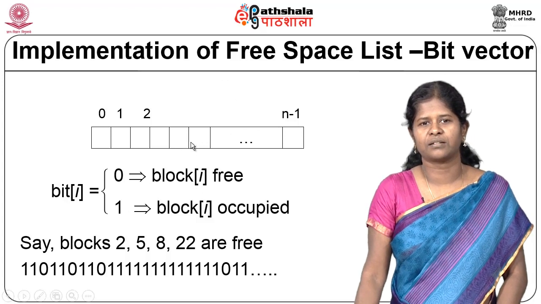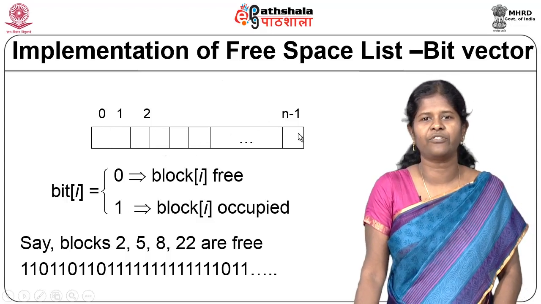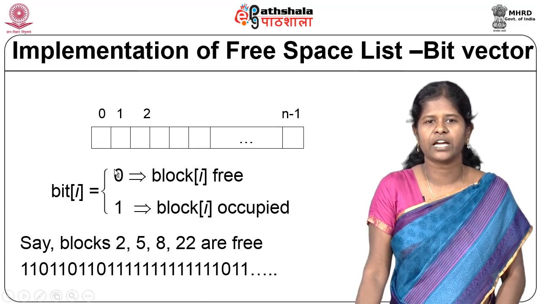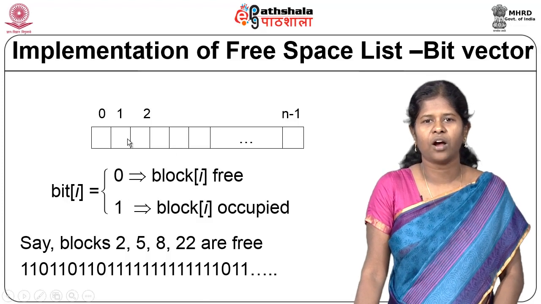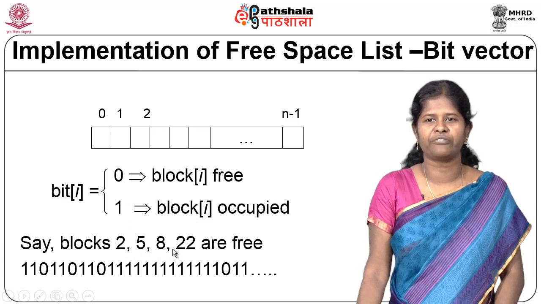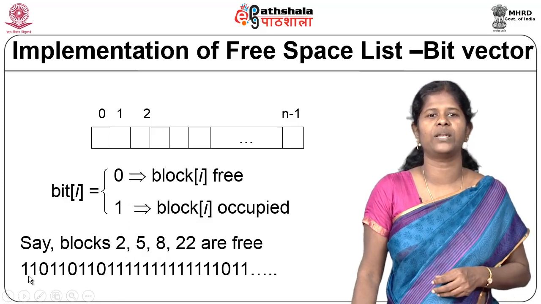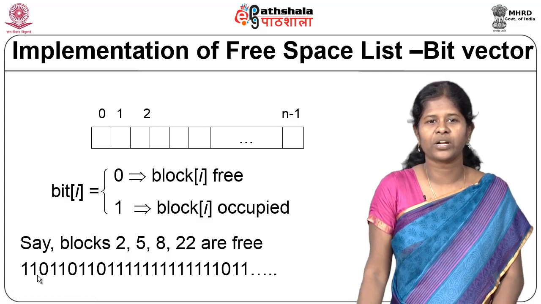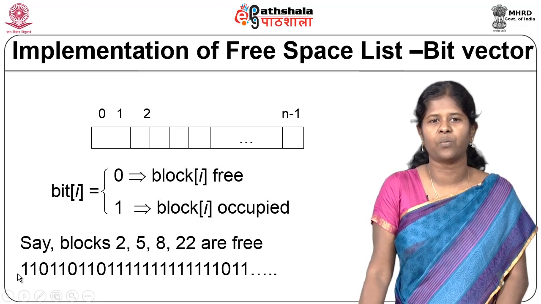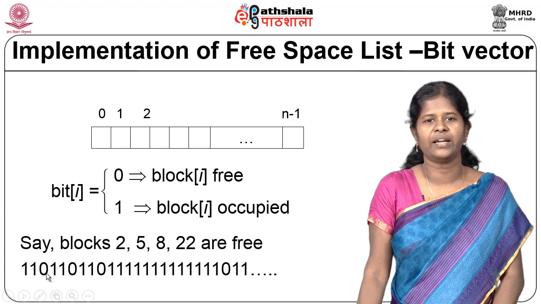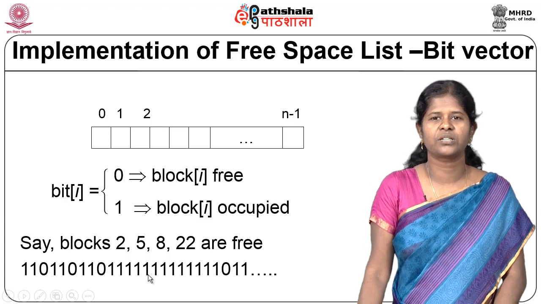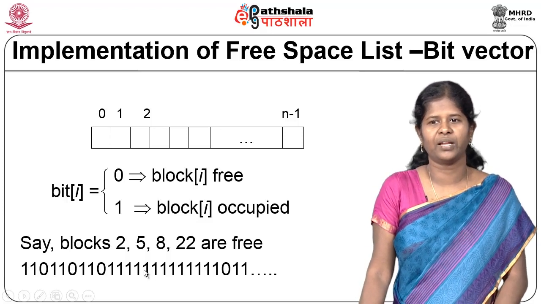One is the bit vector, that is, you have a bit that is assigned for each and every disk block, and if a disk block is free, then the corresponding bit is 0. If the disk block is occupied, then the corresponding bit is 1. Suppose disk blocks say 2, 5, 8, 22 are free, then the corresponding bit vector will look something like this. You will have disk block number 0 which is currently occupied, disk block number 1 which is occupied, and hence the bits are 1, and disk block number 2 is free and hence the bit is 0, and so on.